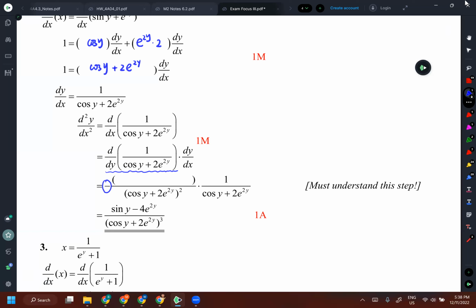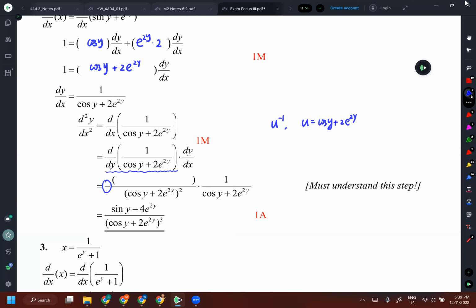The reason there is a negative sign in front is because I want you to differentiate this part without the quotient rule. And you may say, how can I do that? This is a fraction, but it's also a composite function because I can see this as u to the power -1, where u equals cosine y plus 2e^2y. If you see it this way, this is not a quotient anymore, it's a composite function.